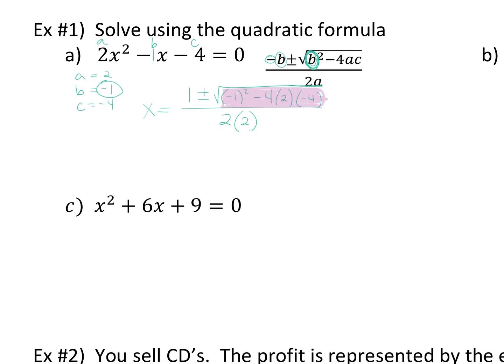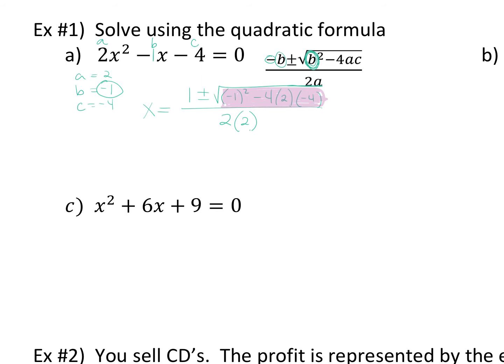What'd you get? Just what's under the radical. 33. Everybody else get 33? What'd you get? Oh, are you saying you got 33? It should be 33. Okay?